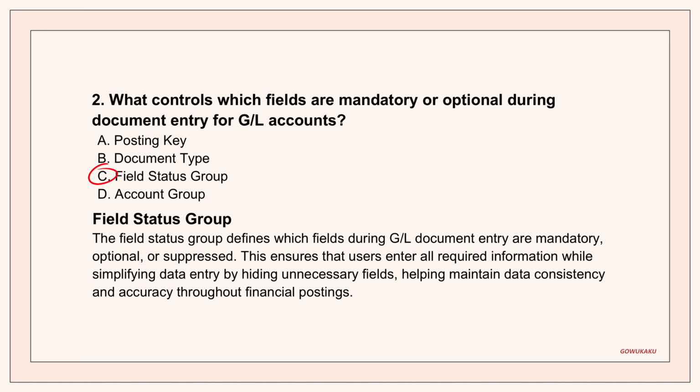So it depends on which specific account you're posting to. Exactly. And what it does is control the fields on the screen when you're entering a document. Which ones must you fill in, which are just optional, and which ones are hidden completely, because they're irrelevant for that account. Okay. So if I'm posting to, say, an expense account, the FSG might force me to enter a cost center. Perfect example. But if you're posting to a bank account, maybe the cost center field is suppressed entirely. It makes sure you capture the right details for the right transactions. It's like the system enforcing business rules right at the source.